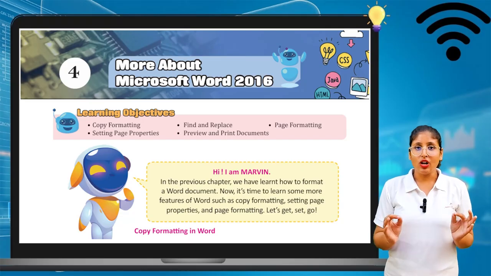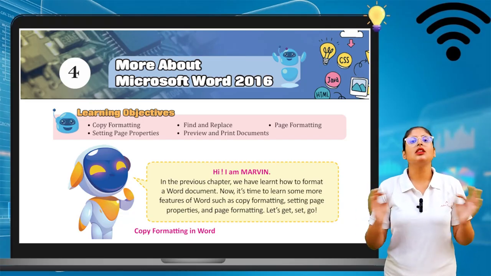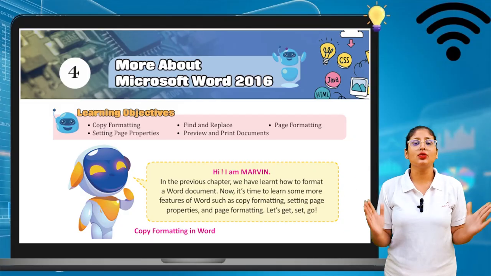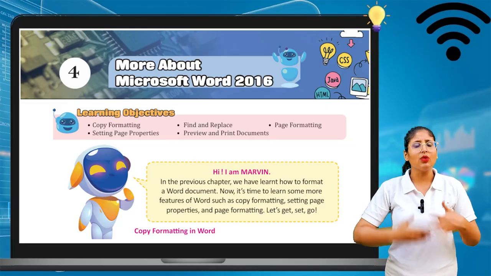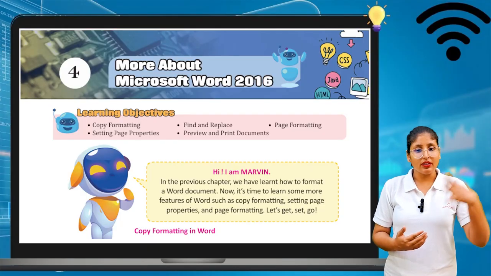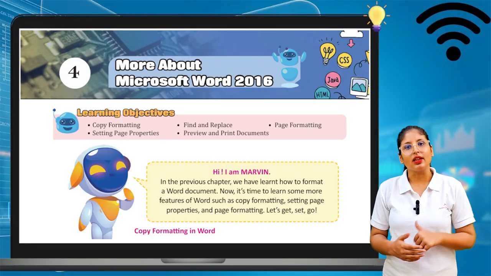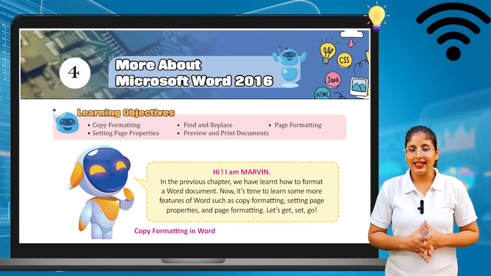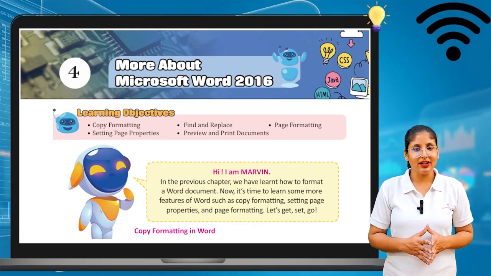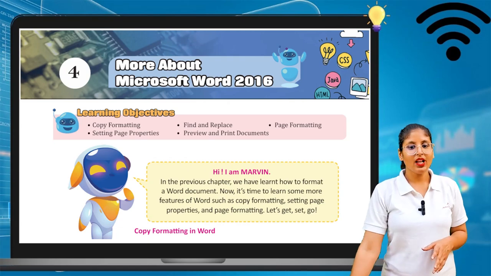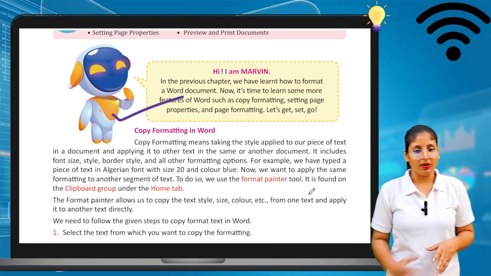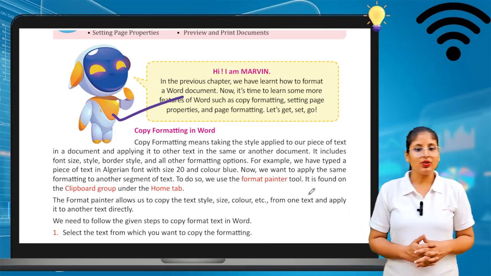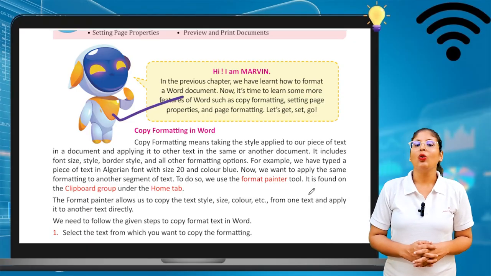Now we will study some more things about Microsoft Word, because we already know Microsoft Word is a vast topic. There are lots of things we can understand. We have already covered how to change color, shape, size, and backgrounds, and in this chapter we also learn lots of new things. Let's start this chapter. First, we will start with copy formatting in Word.